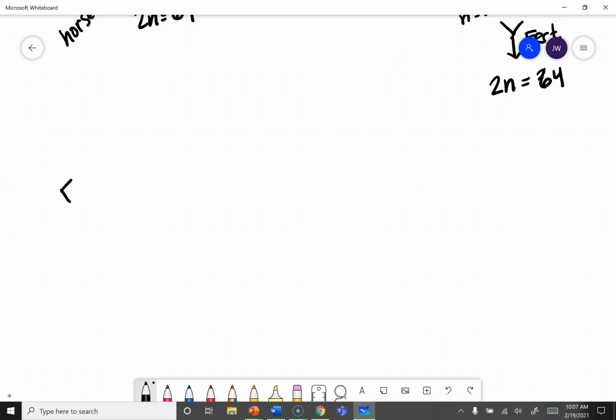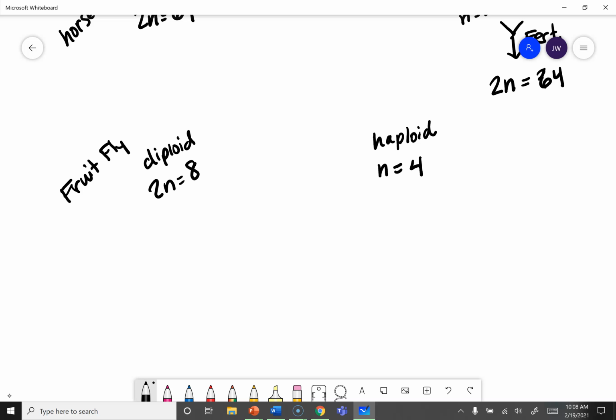Let's go backwards. Let's say we have a fruit fly who has produced eggs, and another fruit fly who's produced sperm, and we let them mate, and they combine their gametes that are haploid with a chromosome count of 4. That fertilized embryo is going to be diploid, where 2n equals 8. So we can go both ways between diploid and haploid.